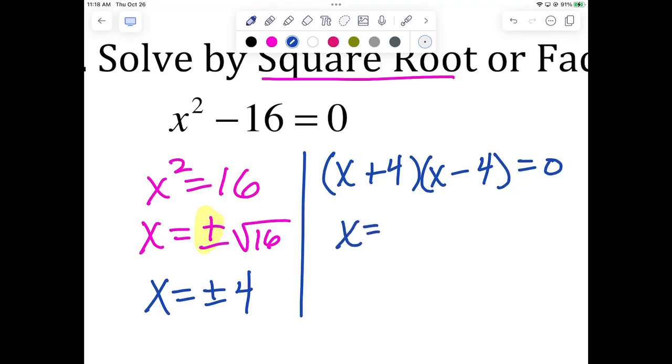Let's do it again without setting them each equal to 0. If x plus 4 is the factor, what's the corresponding root? Negative 4. And if x minus 4 is the factor, what's the corresponding root? Positive 4. Those two say the same thing, right? Plus or minus 4 versus negative 4 and 4. You can list them twice or as a plus or minus conjugate pair. So two different ways to solve this one.